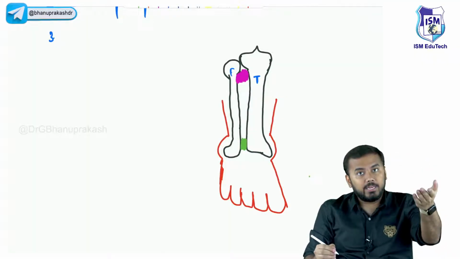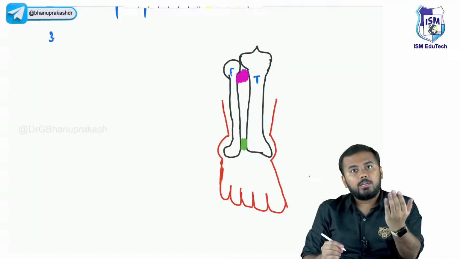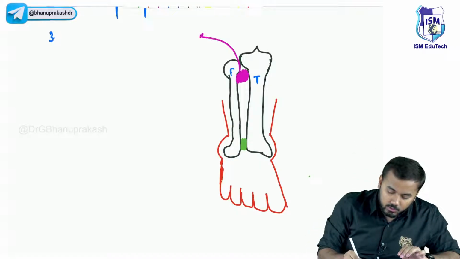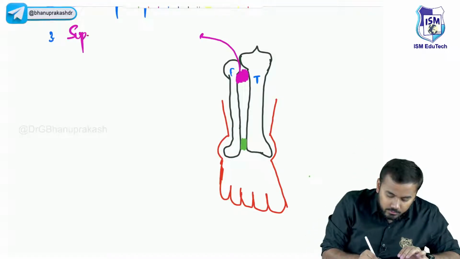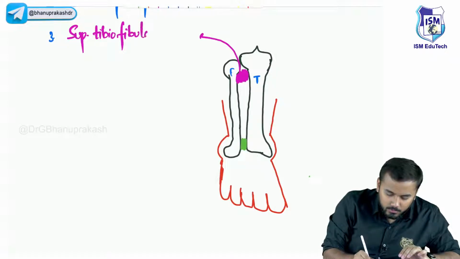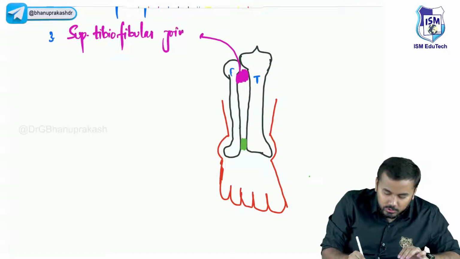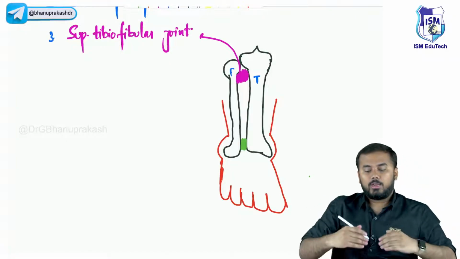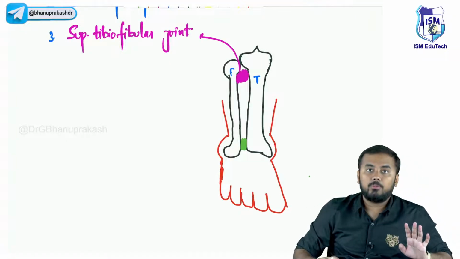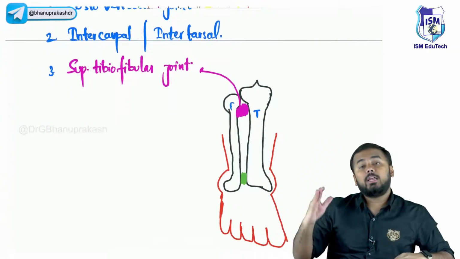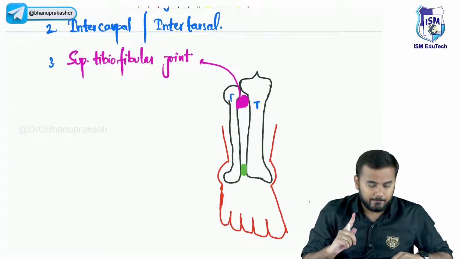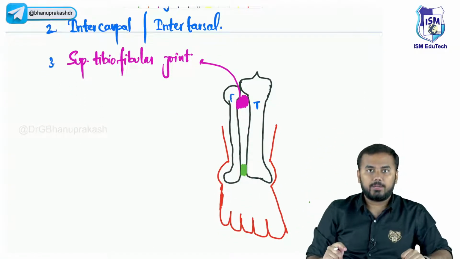This is called the superior tibiofibular joint between tibia and fibula, right? So one is your inferior tibiofibular joint, and the next one here is the superior tibiofibular joint. So this is a planar joint, and that is a syndesmosis, fibrous joint. Okay, so keep these differences in mind.